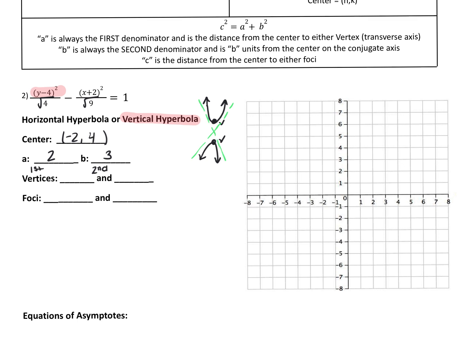So why don't you take a minute, see if you can analyze the equation and the pieces we found so far, graph the center, make the box, try to see if you can graph all this and then state the vertices, foci, and the asymptotes. And we'll start there tomorrow in class.